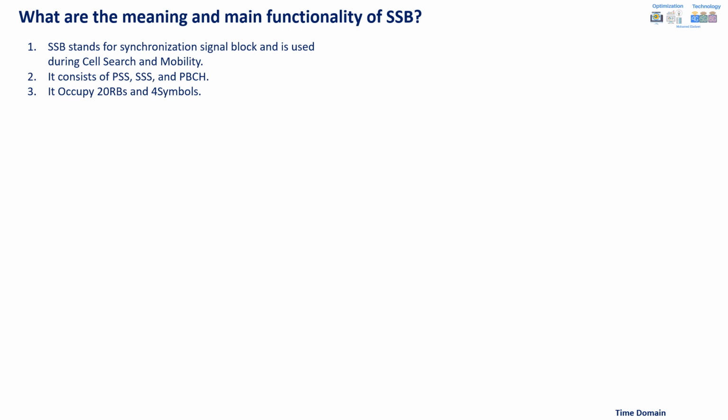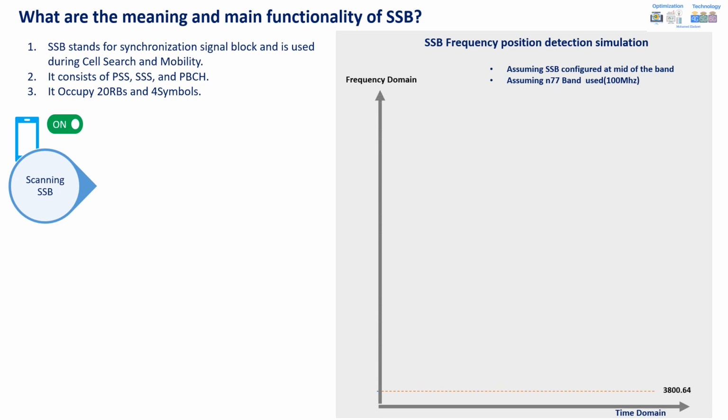Now, let's have a look and insight into the cell search procedure and visualize the overall procedure of synchronization and initial access. Once the UE power is turned on, UE will start scanning the band to find the SSB frequency location. The right-hand figure will simulate how the UE will scan the band until detecting the SSB frequency location. UE starts frequency scanning from the bottom of the band.